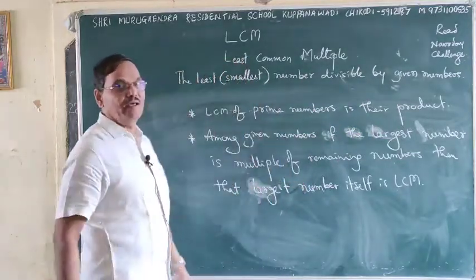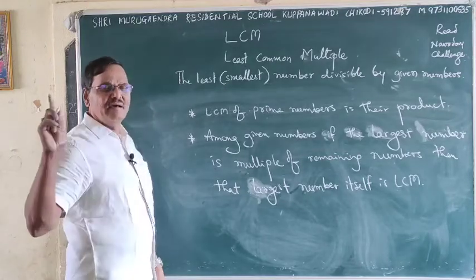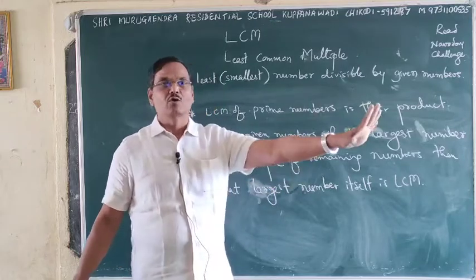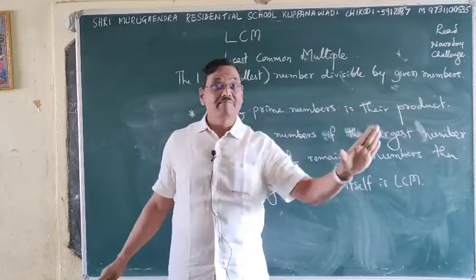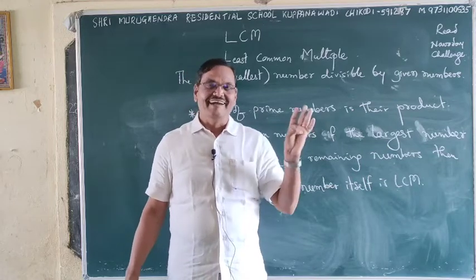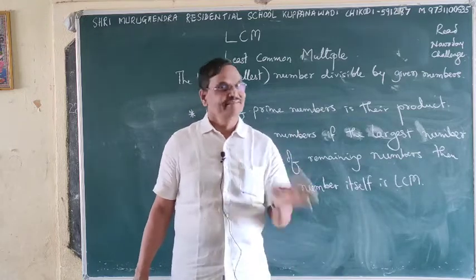Two things should be understood. And for other numbers, what you have to do? You have to use the prime factorization method and the usual division method, isn't it?